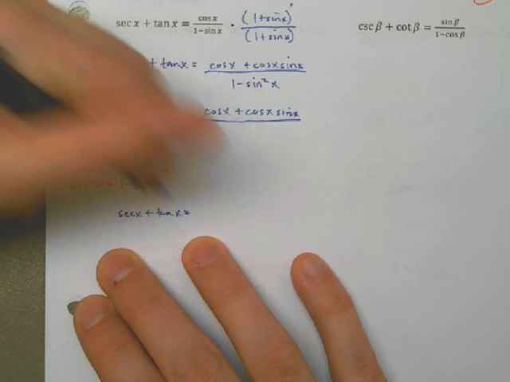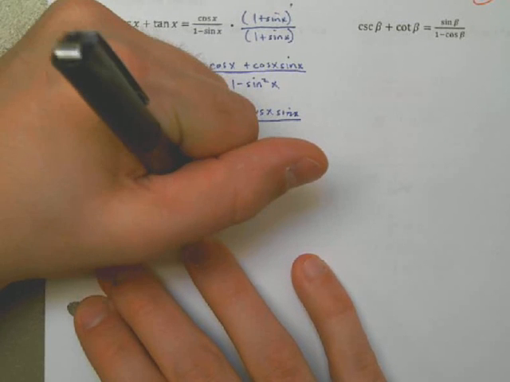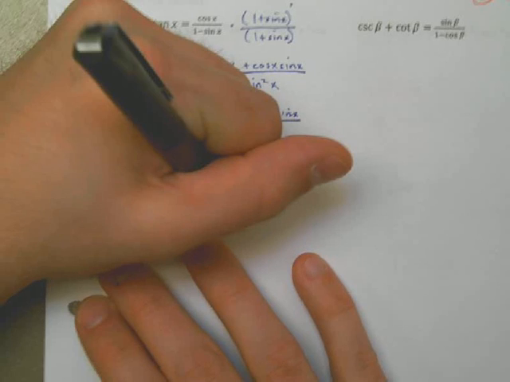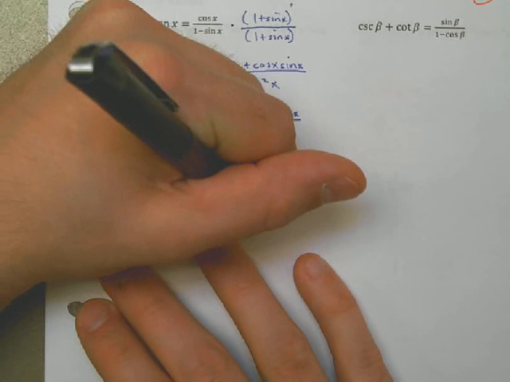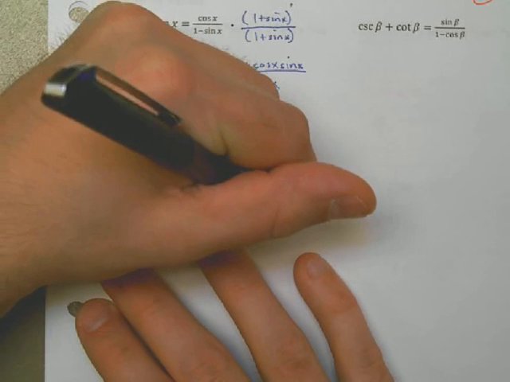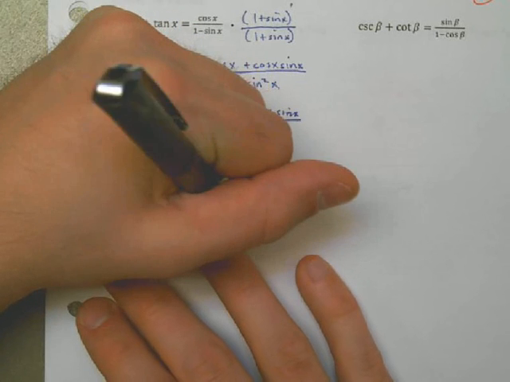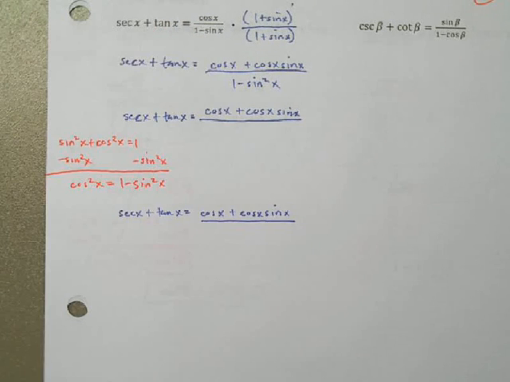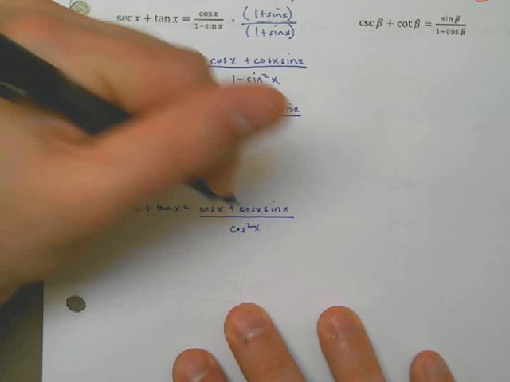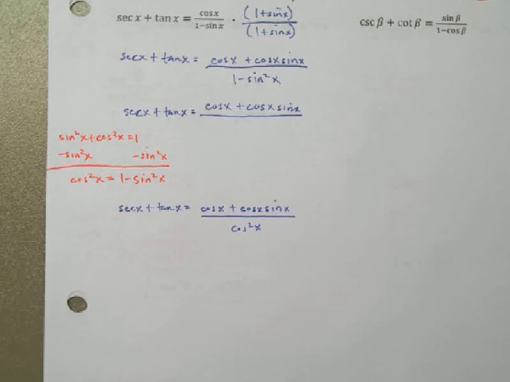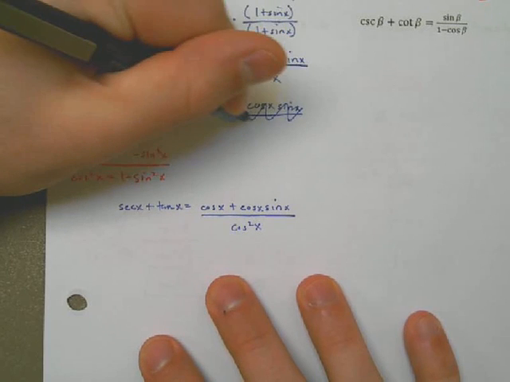Let's try it again over here. Looks a little bit more complicated. Once again, we probably want to start with the side that's a fraction. I'm going to multiply both the top and the bottom of this fraction by 1 plus cosine of beta. So the left side is still cosecant beta plus cotangent beta. The right side, I'm going to distribute out the sine, so I have sine beta plus sine beta cosine beta. On the bottom I have 1 plus cosine, 1 minus cosine. That gives me 1 minus cosine squared beta after I FOIL that out.